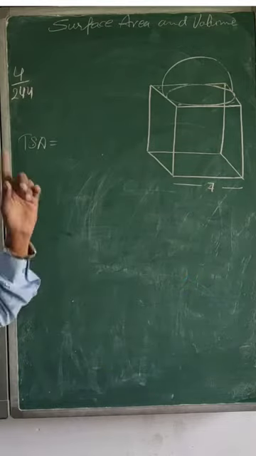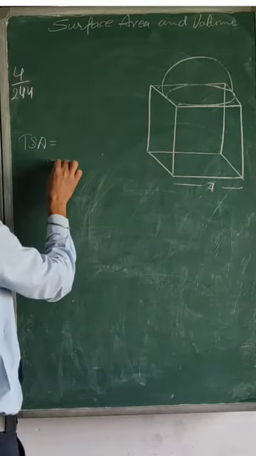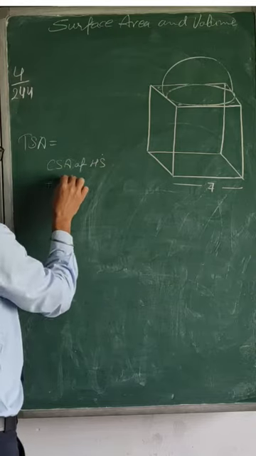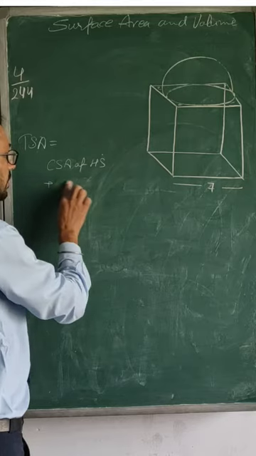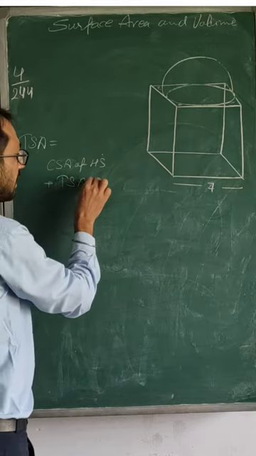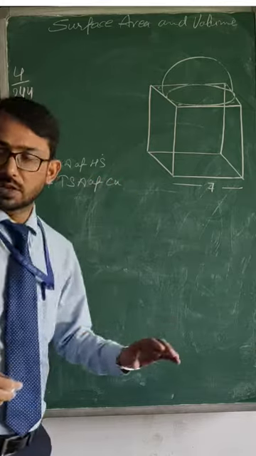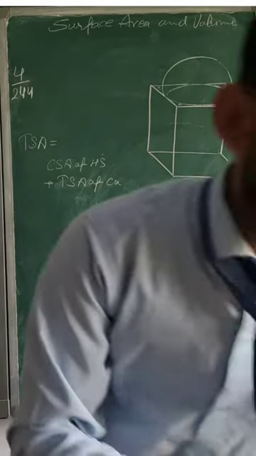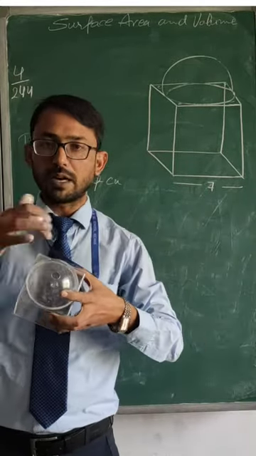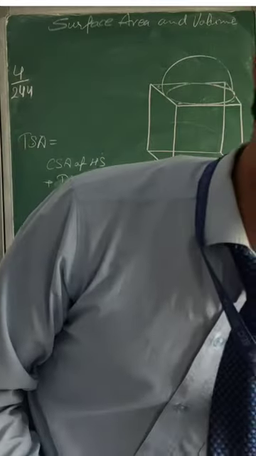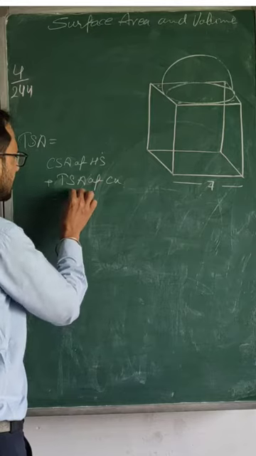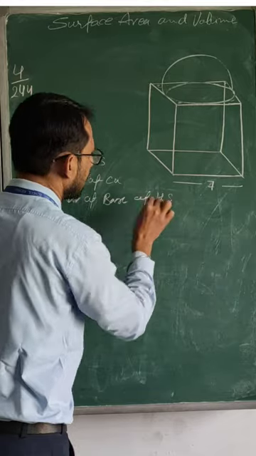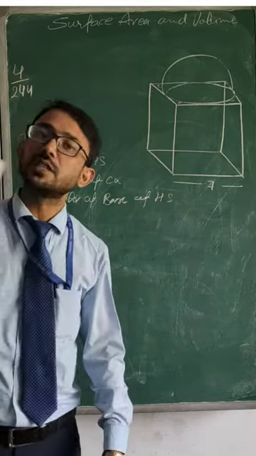So its total surface area will be curved surface area of hemisphere plus total surface area of cube. Total surface area of cube means bottom will also be coming, top will also be coming. But on the top we are not taking the whole part, we are taking only these parts. So minus area of base of the hemisphere, that is a circle. I am writing it; you could write directly area of circle.